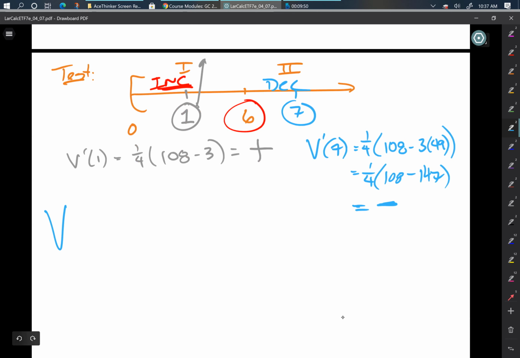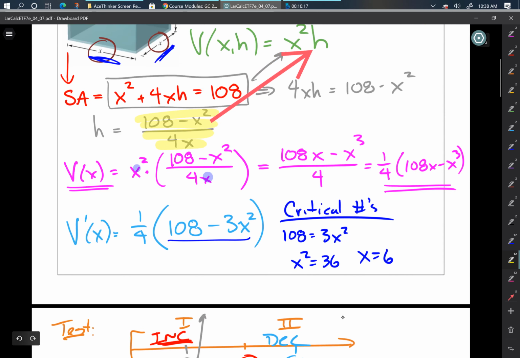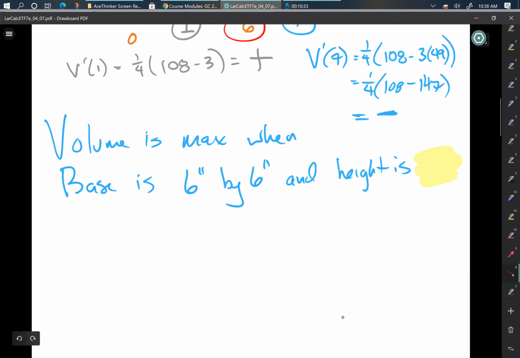So that means that our volume is maximized when the base is 6 inches by 6 inches, and the height, because we're talking about a box, is, and how do I find the height? How do I get the number that I'm going to put there for the height? Well, I'm going to go right back up here. That tells me that the height is equal to (108 minus x squared) over 4x, but we know that x is 6. So what is the height when x is 6?